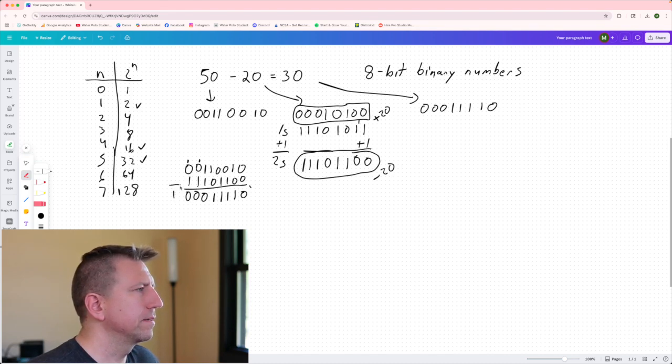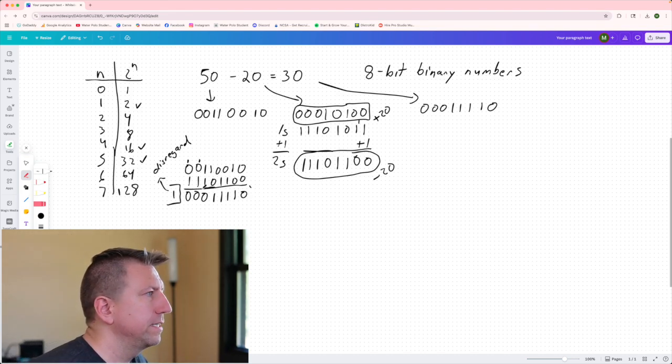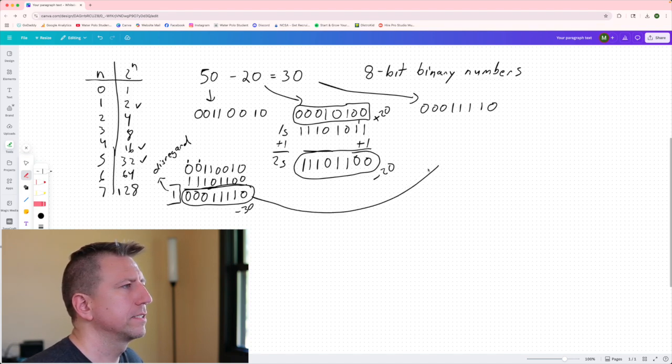Now here's the thing, right? We only have the 8 digits here, so this carry out is disregarded. We don't care about that, it's gone. And so we're left with this number right here, which is 0001, 1110. That should represent +30. And if we check with our original calculation, we can see that's the same number, so they match.